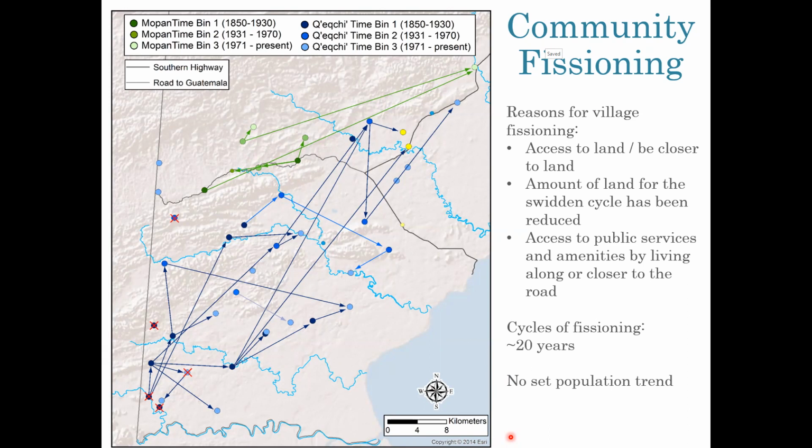And we notice that the cycles of fissioning happen in about generational cycles or about every 20 years, but there's not a set population trend. These villages aren't reaching a carrying capacity of a certain threshold of populations before they fission off. So it seems like it's more to do with different access to public services and amenities rather than hitting an ecological carrying capacity.